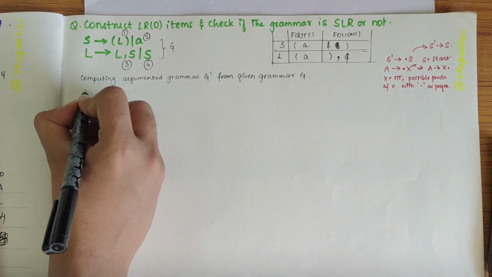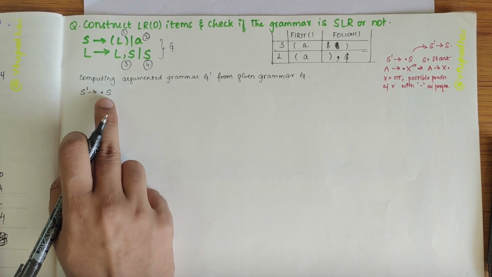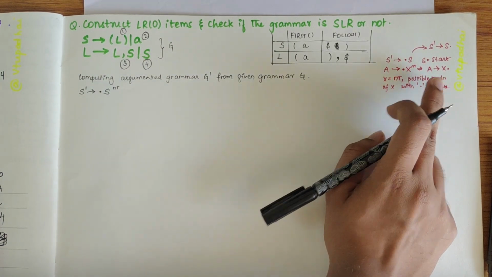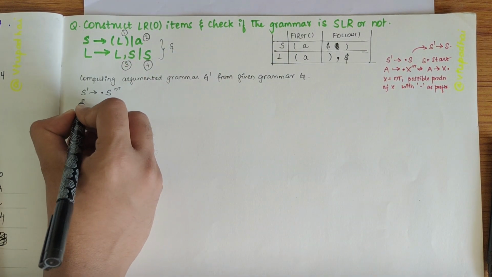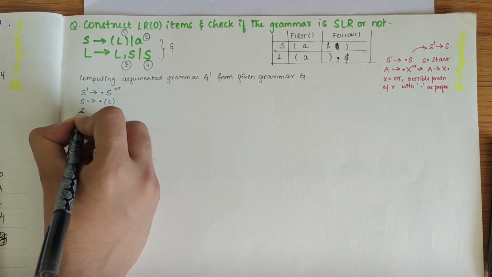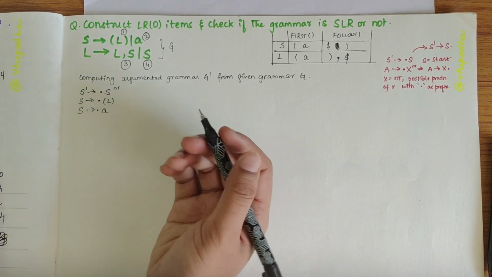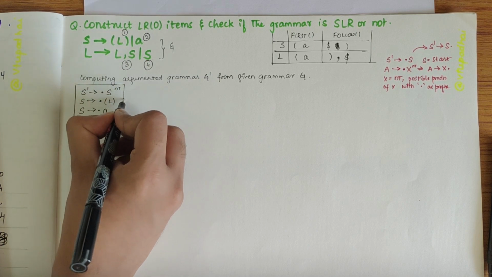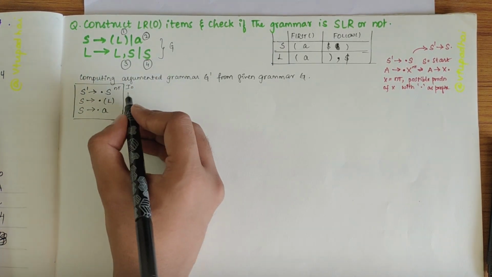Here S dash derives dot S. After dot S, I have S, which is a non-terminal. Whenever I have a non-terminal, I should write down the possible productions of S with dot as prefix. So I'll have S derives dot (L) and S derives dot A. Here open bracket is a terminal, so you need not expand it. S derives small a is also a terminal, so you need not write it. Let me put this in a box and name it as I naught items.